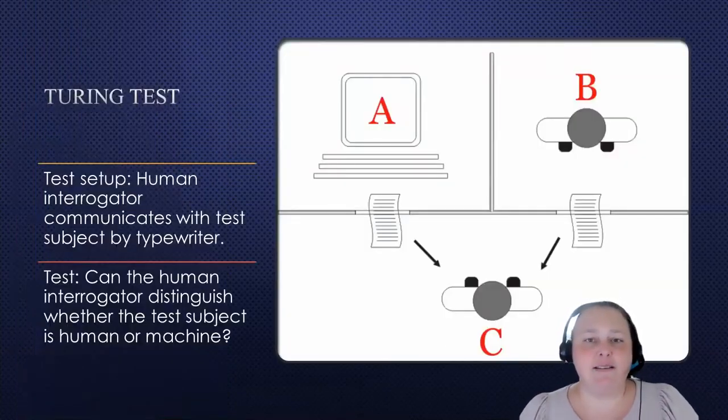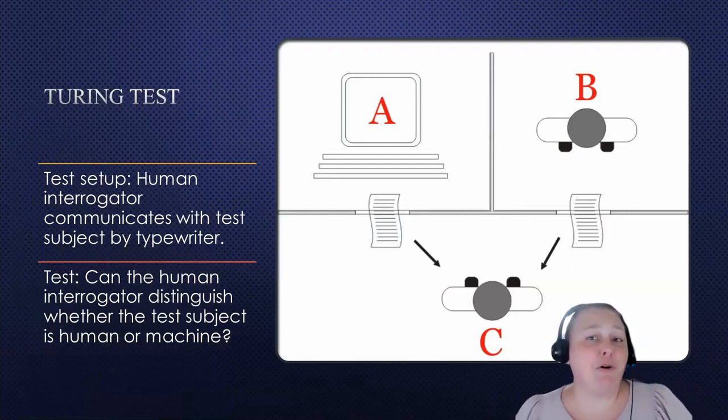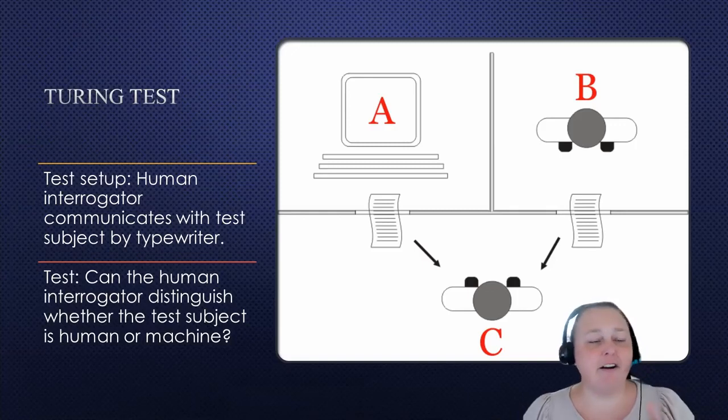One thing that was created early on is called a Turing test. This was proposed by Alan Turing in the 1950s, and it has served as the benchmark for measuring progress in the field of artificial intelligence. Now, number one, the test setup. You have a human interrogator, and it's going to communicate with the test subject by typewriter. In this graphic, your human interrogator is actually C. So C is communicating with both A and B via typewriter.